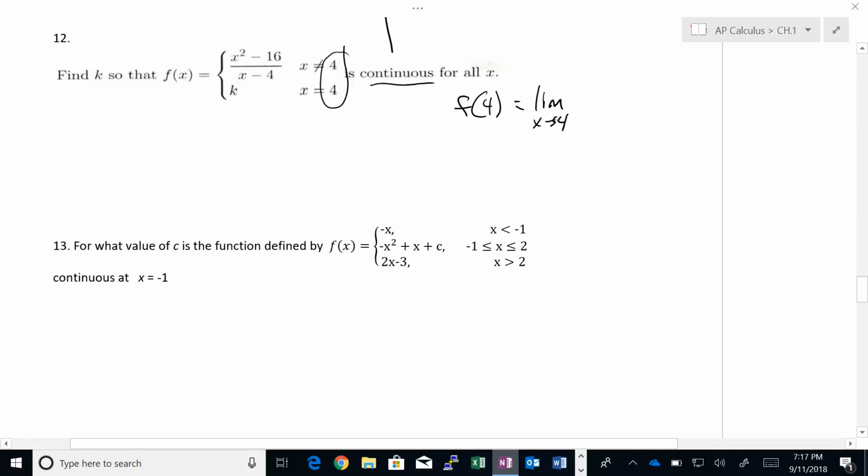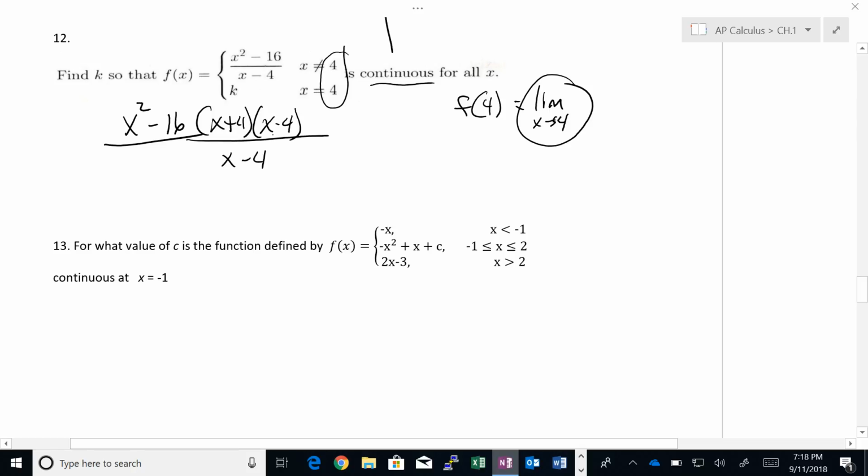One way you can do it, you can kind of set it equal, but let's clean this up here. We know we can't do the limit as x goes to 4 directly because it would hurt this problem. So let's do a little scratch work. X squared minus 16. This factors. And then we have x minus 4 on the bottom. This cancels. Now I'm just sitting with x plus 4.